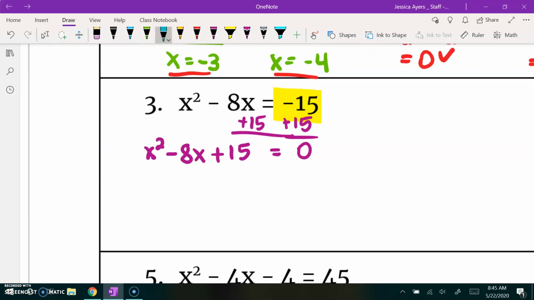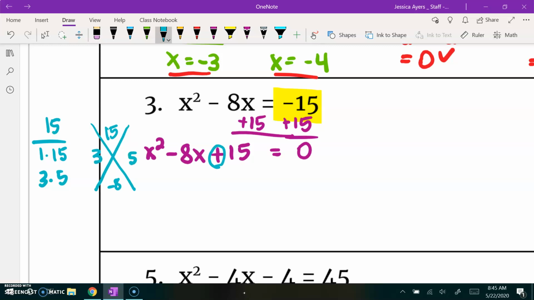Now we're going to factor that. So we make our X puzzle. We have 15 and we have negative 8. Thinking of my factors of 15, I have 1 and 15, and 3 and 5. Since C was positive after I moved it over, that meant that I needed to add my factors. So I know it's 3 and 5. Since B is negative, I'm going to make them both negative. So then I have (X minus 3)(X minus 5), and that's equal to 0.